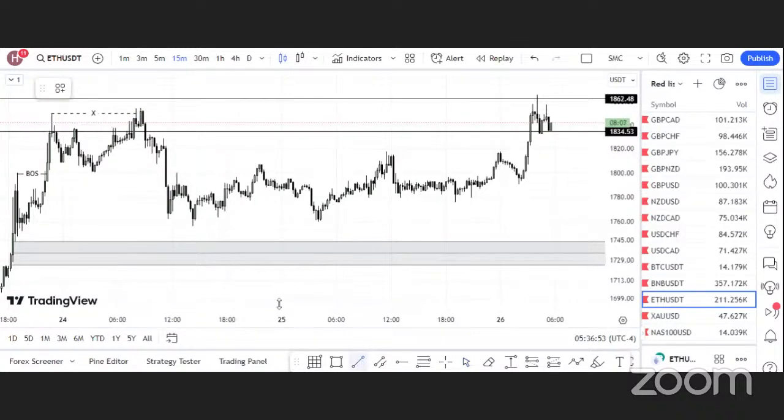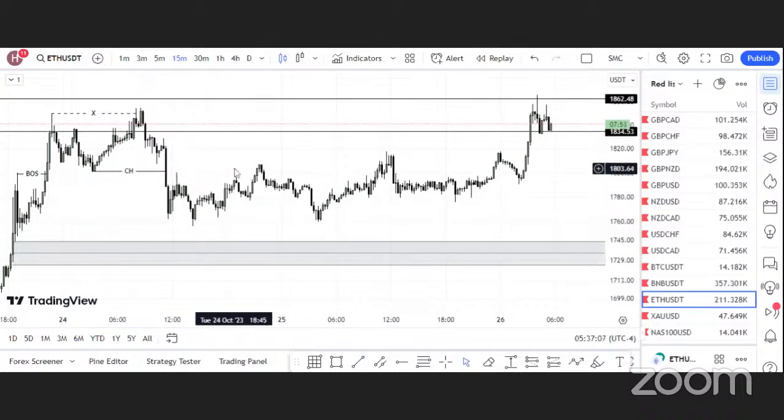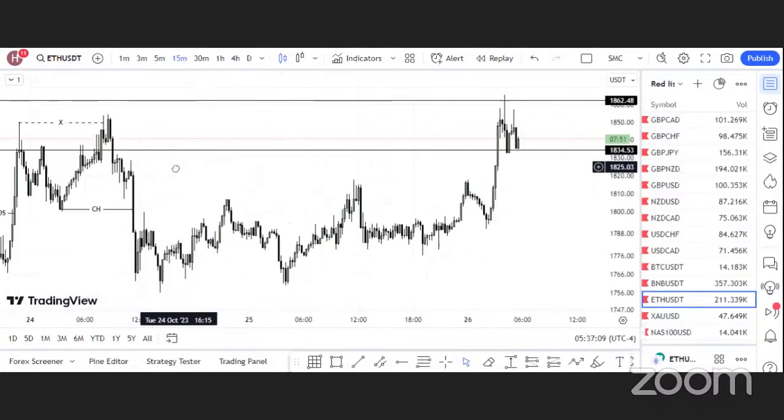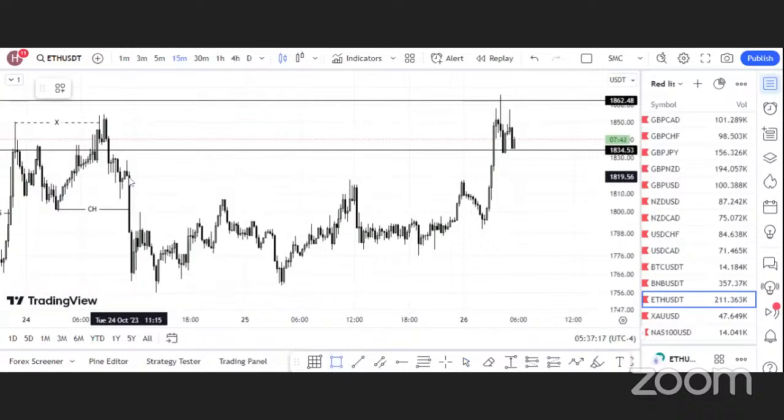All right. So because we have this change of character around this area, you see, this is the last low, and the last low got taken out. So the last low got taken out, and that is how this market made a move into the fair value gap that was created. Okay, so we have a fair value gap here.